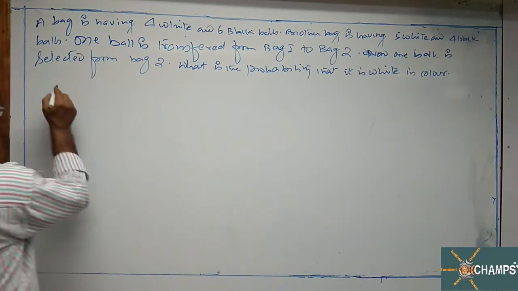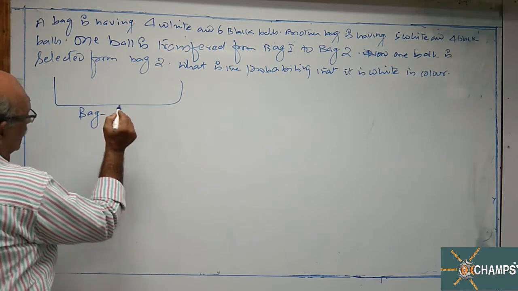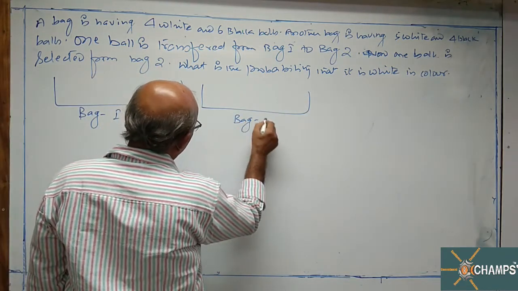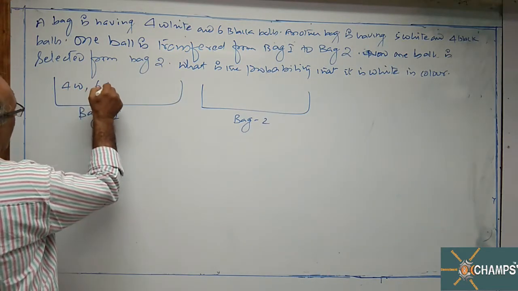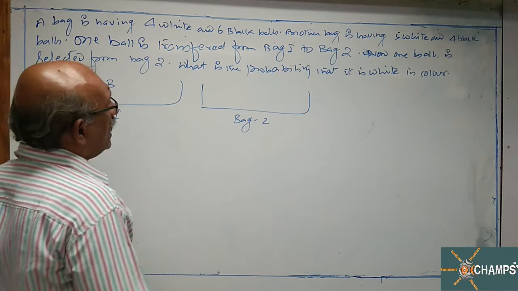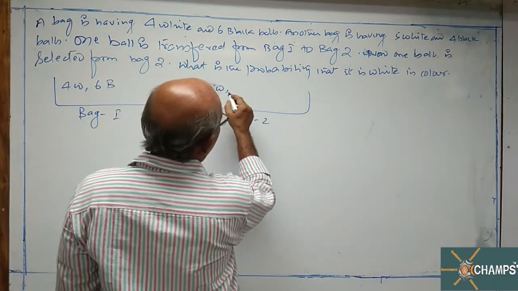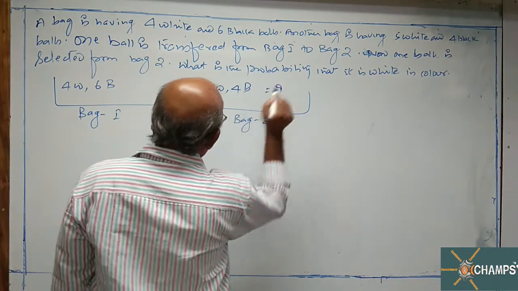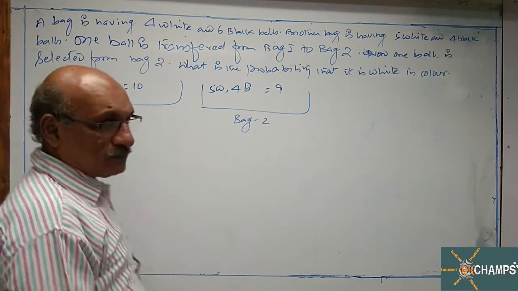Now look at the question, sir. This is my bag 1. This is my bag 2. Bag 1 is having 4 white and 6 black balls. Bag 2 is having 5 white and 4 black balls. Here 9 balls it is having. Here 10 balls it is having.